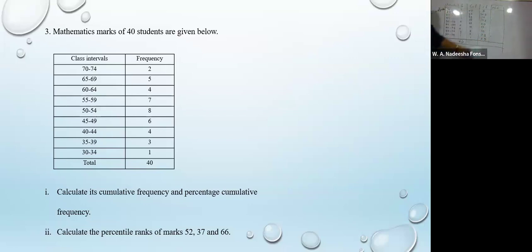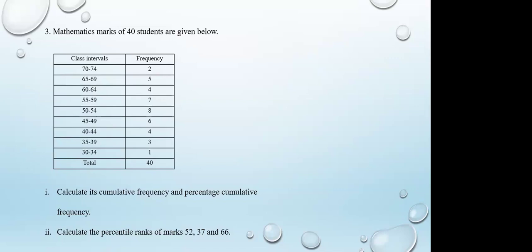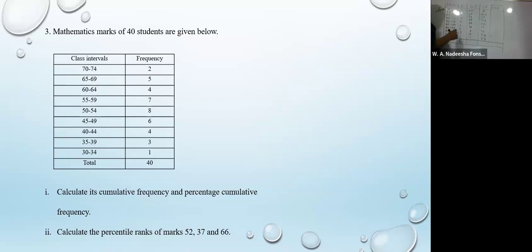Is this side okay? Am I correct here? Yes, madam. Okay. Then percentage cumulative frequency. Start from here. We have to start from the lowest class interval. So then 2.5. 2.5 plus 7.5, 10.